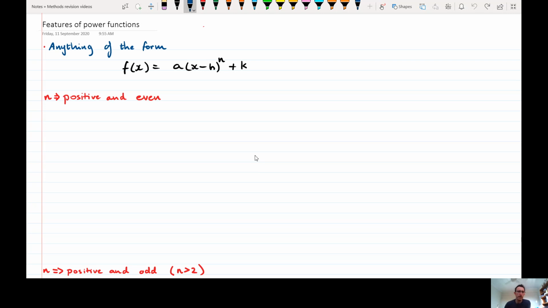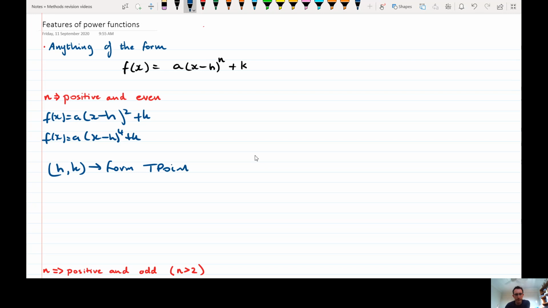First of all, n is positive and even. So that'd be something like a quadratic, you have a(x minus h) squared. Whoops, that squared should be outside the bracket, plus k. Or a quartic, a(x minus h) to the power of 4 plus k. In this case, this h, k together form the turning point of the graph.